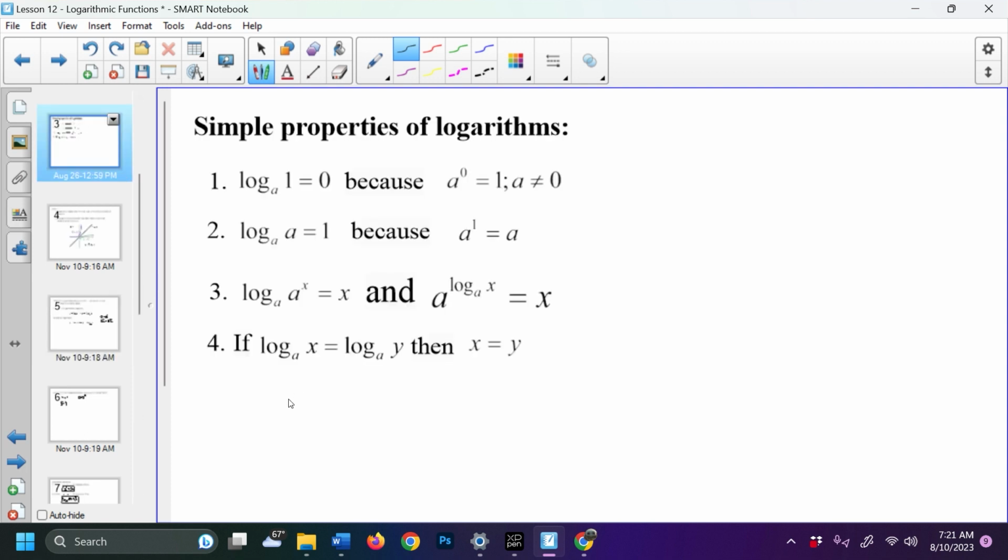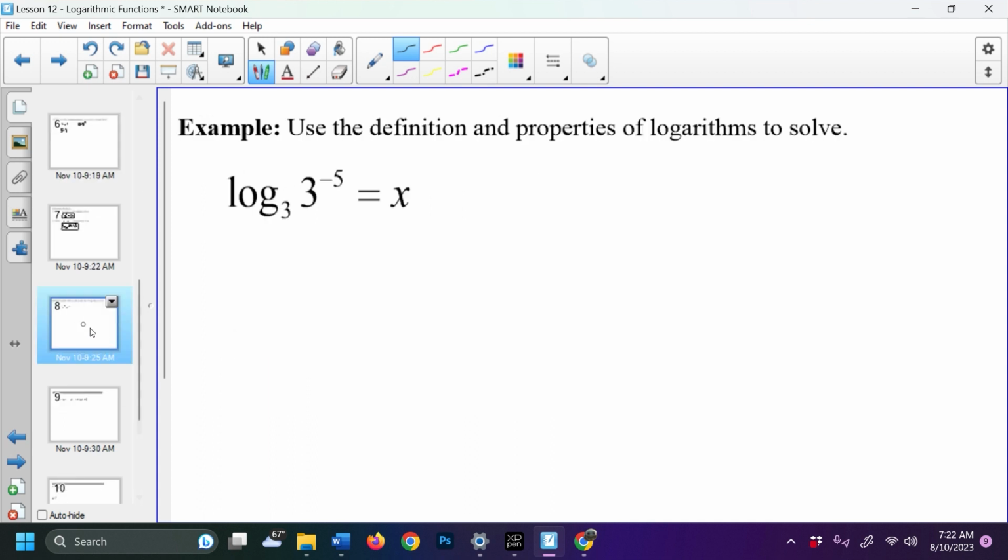And so when I look at this one right here, I come down and I see in property number 3 that log base a of a to the x is equal to x. So if I have a logarithm that has the same base as an exponential, then whatever that exponent is, is the value of the logarithm. So when I come back down, I can say that for all intents and purposes, the logarithm and the 3's cancel, leaving me with negative 5 is equal to x. And I can't simplify that any further. So that's a pretty easy example.